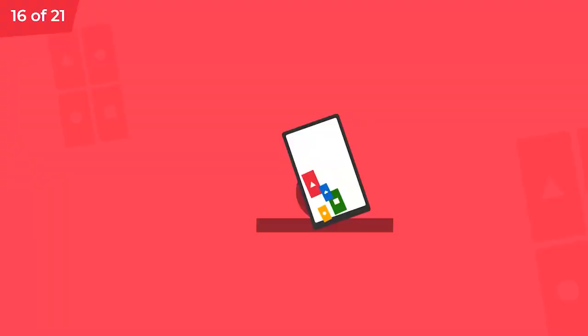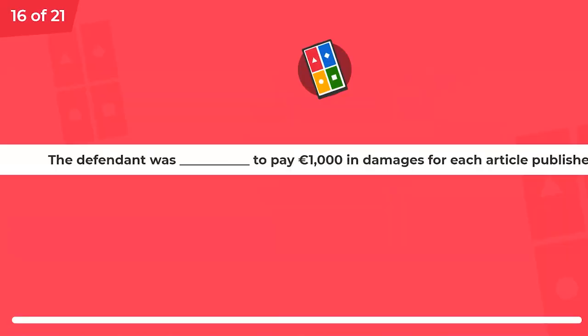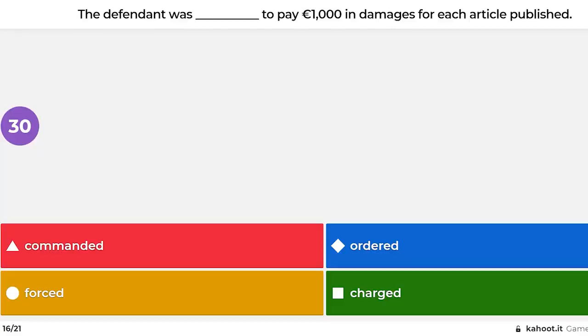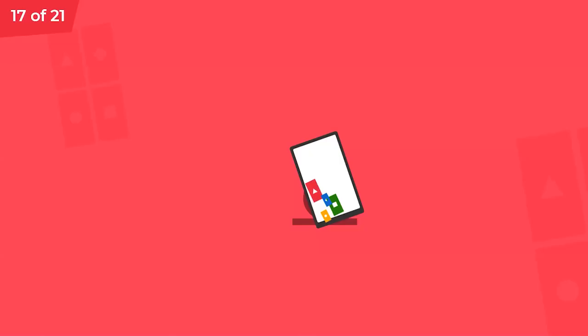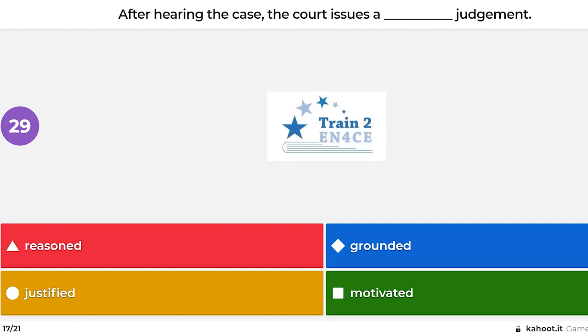The defendant was something to pay 1,000 euro in damages for each article published: commanded, ordered, forced, or charged. This one is a bit more, no, okay, it's not that difficult, I guess. Ordered, yeah. The defendant was ordered. Okay. Next question. After hearing the case, the court issues a something judgment: reasoned, grounded, justified, or motivated judgment.